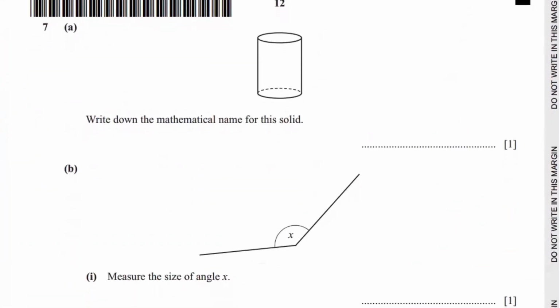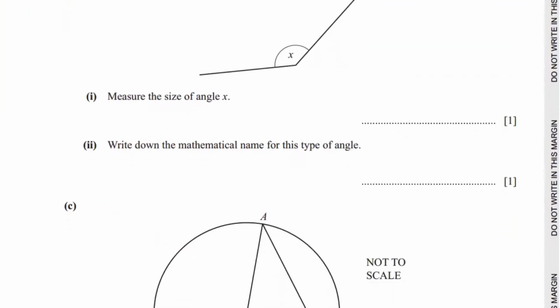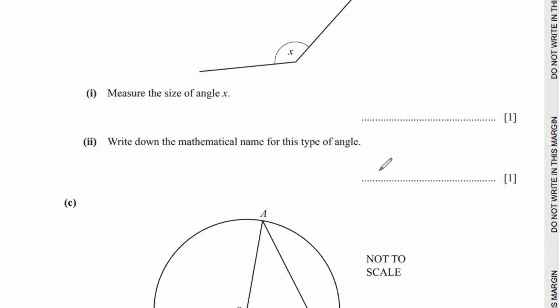Question 7 says, write down the mathematical name for the solid, which is a cylinder. Then measure the size of the angle x. For this, you'll use a protractor and measure the value of x. It's quite simple. It's an obtuse angle, so more than 90 degrees. And what is the mathematical name for this type of angle? As I said, obtuse. Any angle that's greater than 90 is obtuse. If it's less than 90, that's acute. And if it's more than 180, that's reflex.